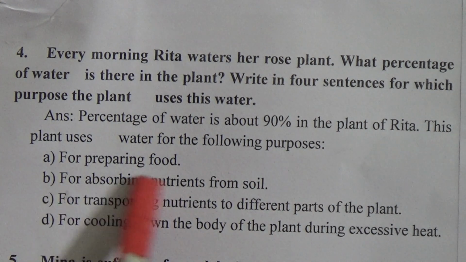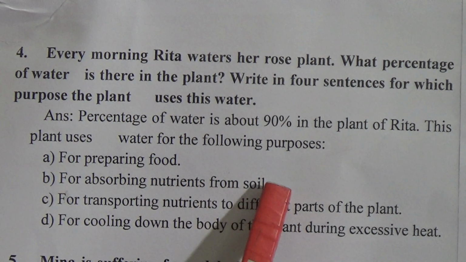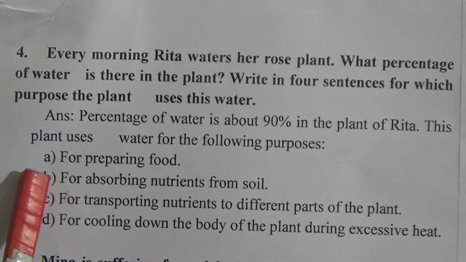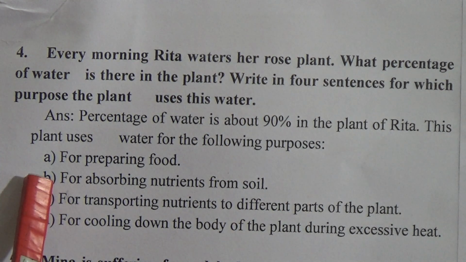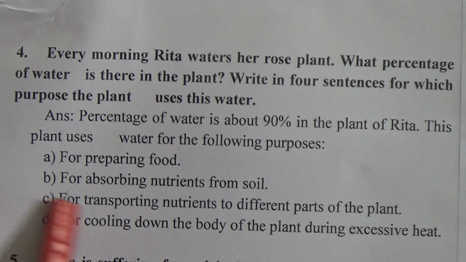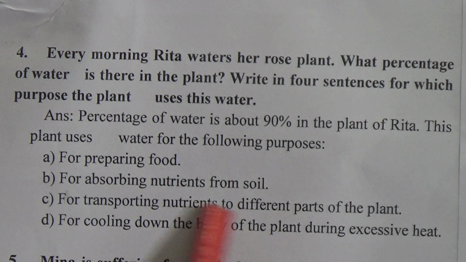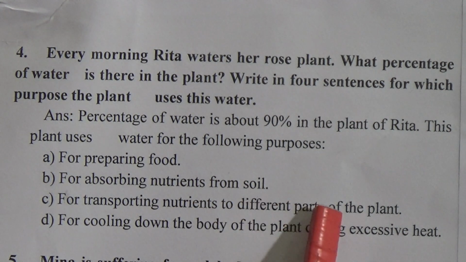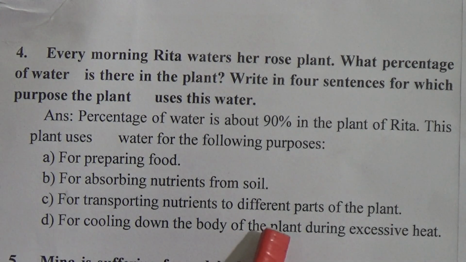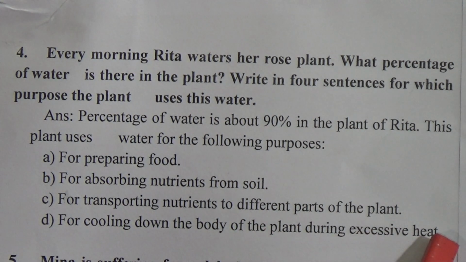And second one, for absorbing nutrients from the soil. Dear students, the plant can't take the nutrients directly, they need the help of water for absorbing nutrients. Third one, for transporting nutrients to different parts of the plant, and last one, for cooling down the body of the plant during excessive heat.